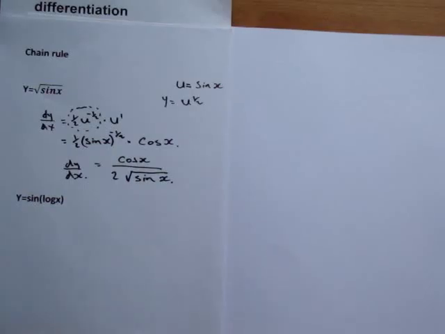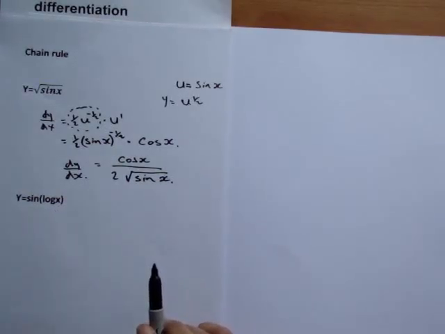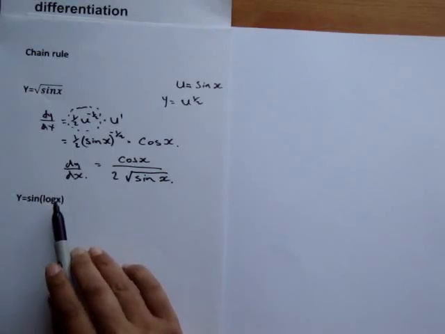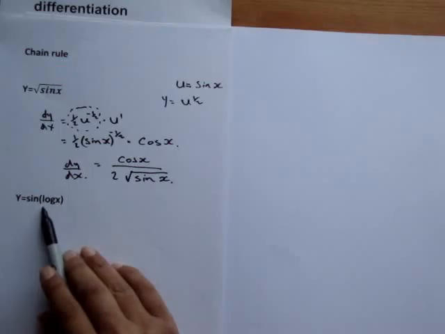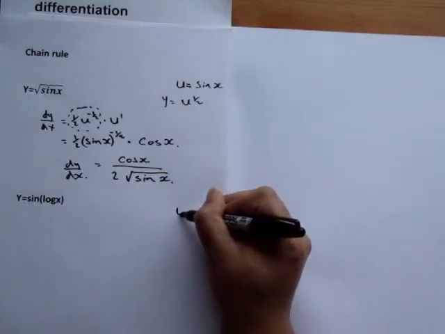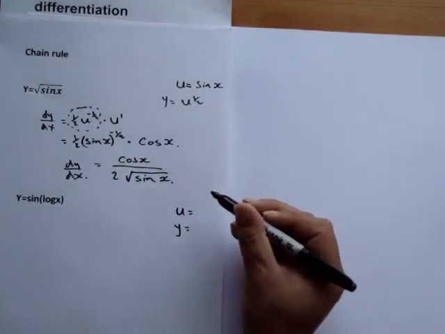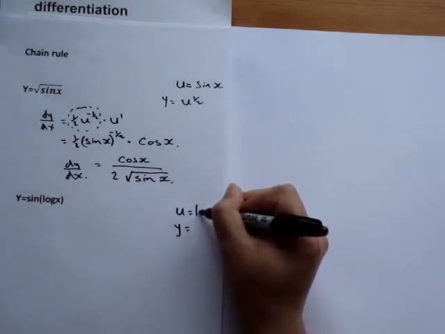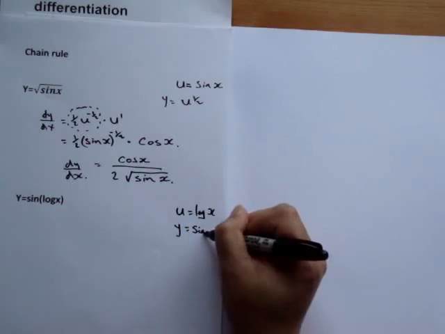Now if we have y equals sine the log of x, the log of x is nested within the sine function. So here we have a nest of functions, or a function within a function. Again, let's write down our u, let's write down our y. So the u is log of x, y is sine of u.